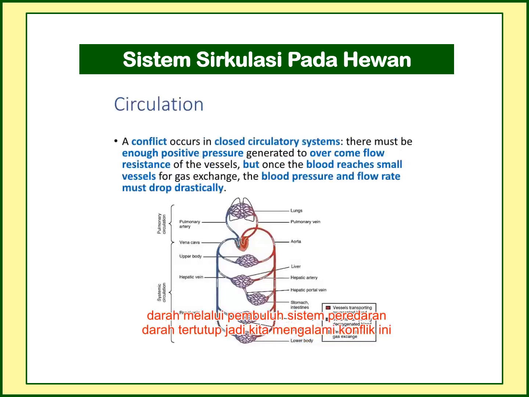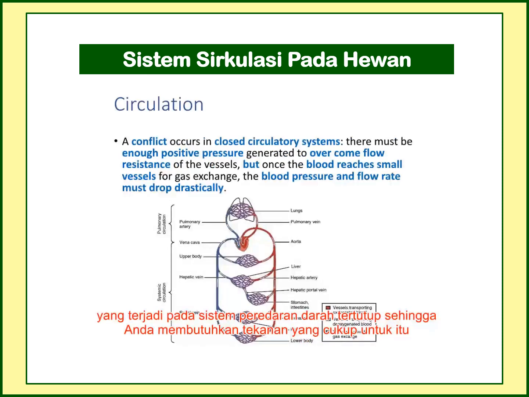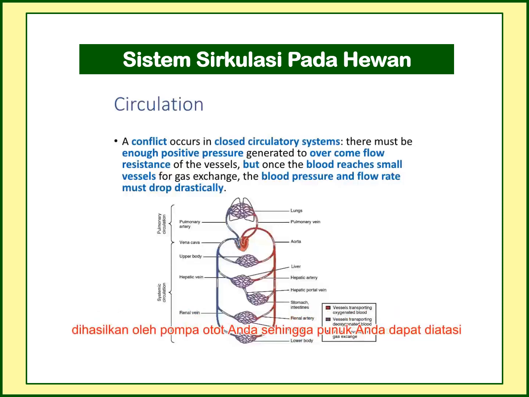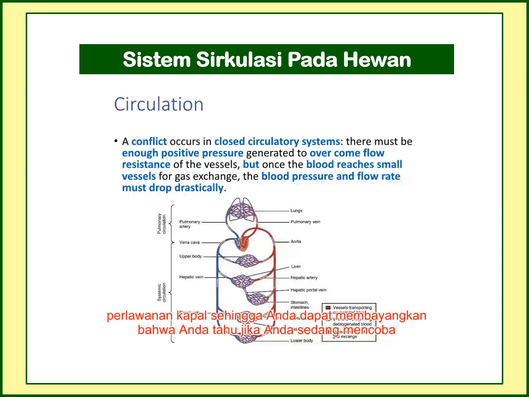So we have this conflict that occurs in closed circulatory systems. You need enough pressure to be generated by your muscular pump, so your heart, to be able to overcome resistance of the vessel. You can imagine that if you're trying to pump blood all the way to your toes, there's going to be a lot more resistance because you have a lot more length of vessel to travel. So you need to have enough positive pressure to move the blood all the way through those vessels.